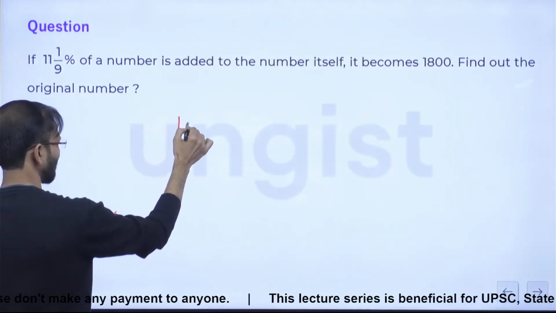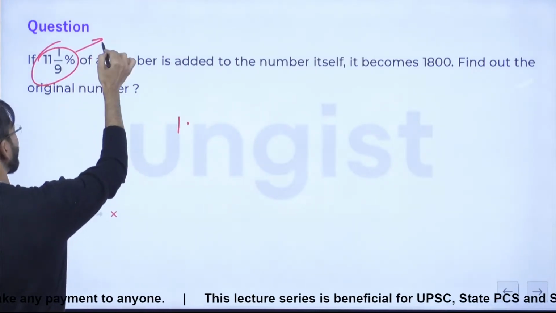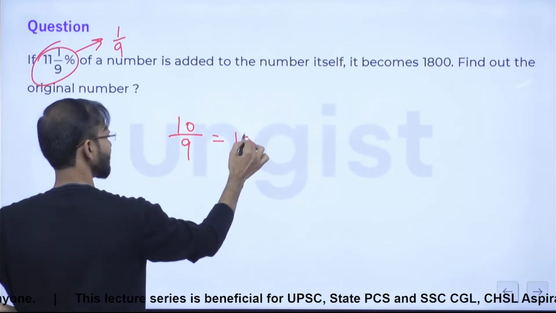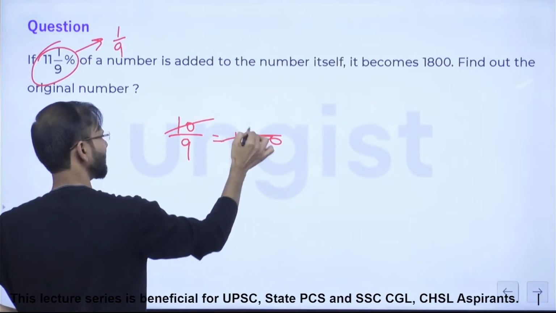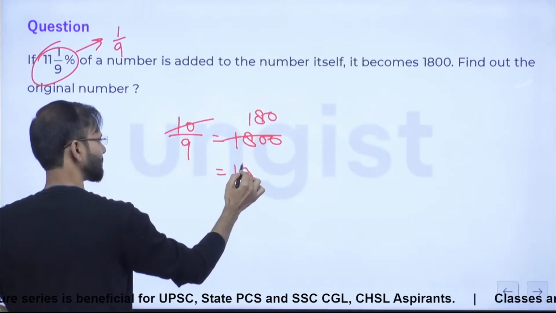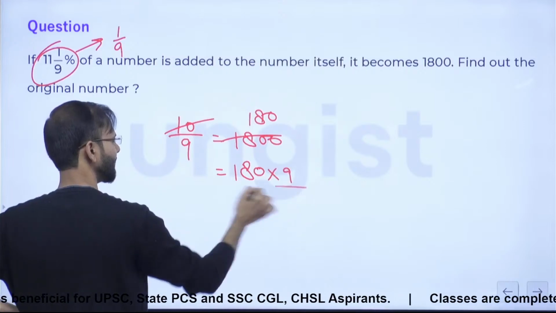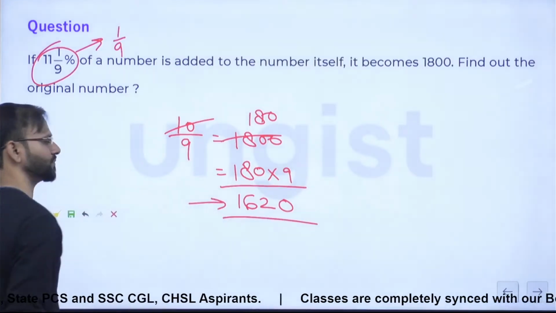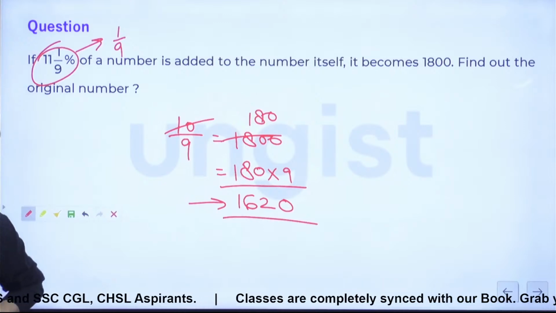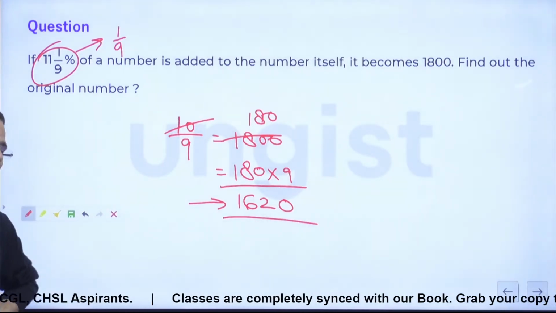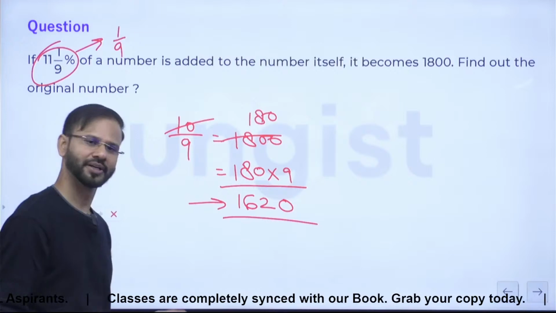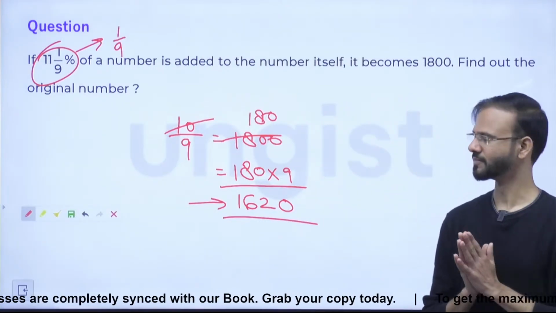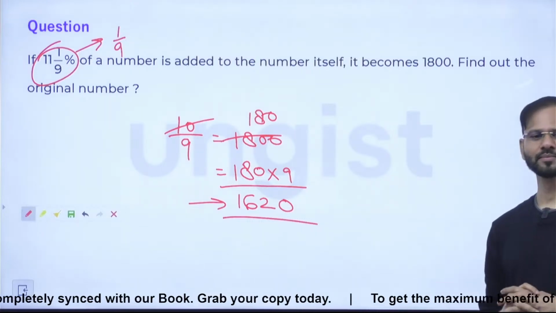See, this is 1 by 9. 1 by 9 is added to the number, so that will become 10 by 9. 10 by 9 is given as 1800. So this is 180. 180 into 9 is the actual answer, right? 18 into 9 is 162. So this is the answer. Everybody, yes or no? Right? Now this time you have to tell me the answer, friends. Okay? Note this down and you will have to tell me the answer. Okay? Right?